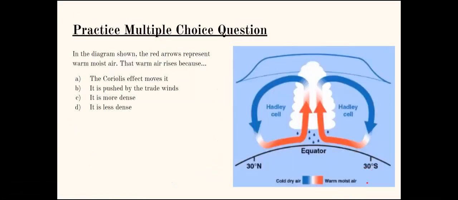Now, to practice this concept, we have a couple of multiple choice questions. The first one: in the diagram shown, the red arrows represent warm, moist air. That warm air rises because of what? The Coriolis effect, it's pushed by the trade winds, it is more dense, or it is less dense. Hopefully you were able to get that. Warm air is less dense, so it rises up.